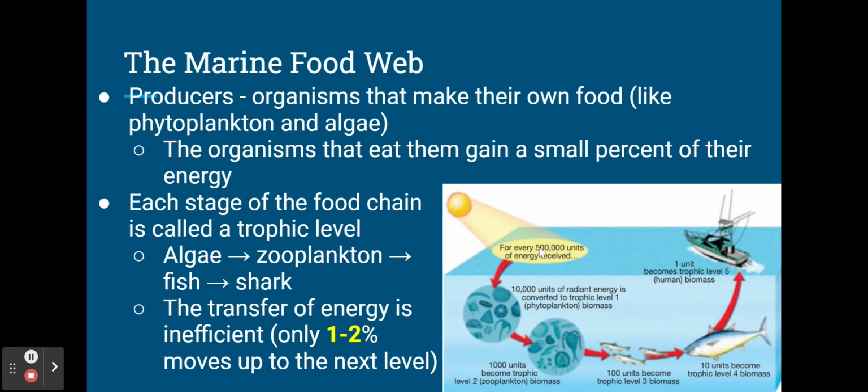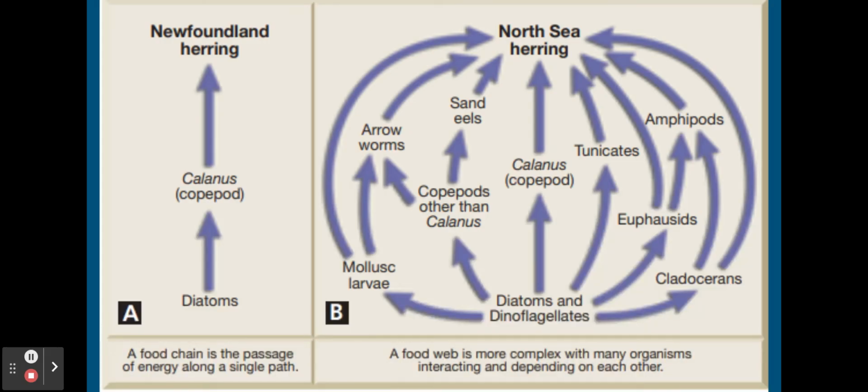Okay, so for every 500,000 units received, for example, of sunlight, you basically have the phytoplankton. They make about 10,000 units of radiant energy converted to this biomass. Then 1,000 units go to trophic level 2, to zooplankton. Then 100 units become available to the guppies here. Then 10 units become available to the tuna. And then humans or sharks get to eat them and they get 1 unit. Okay. So basically, you lose like 99% of the energy as we move up the food chain.